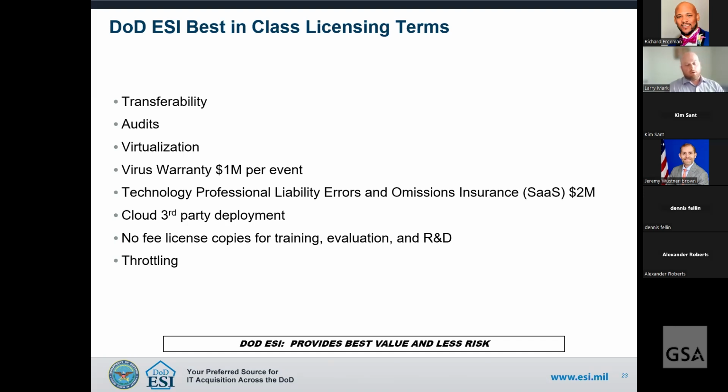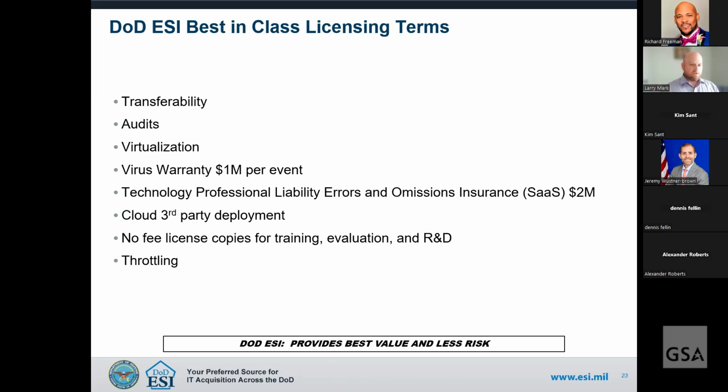Virtualization is a great one. If your software is being used in a virtual environment, these rights are going to reduce the number of licenses required in your environment. In some cases, if you normally need 100 licenses, because of the virtualization, you may only need 50. That's just an example. So that reduces the number of licenses you would need.